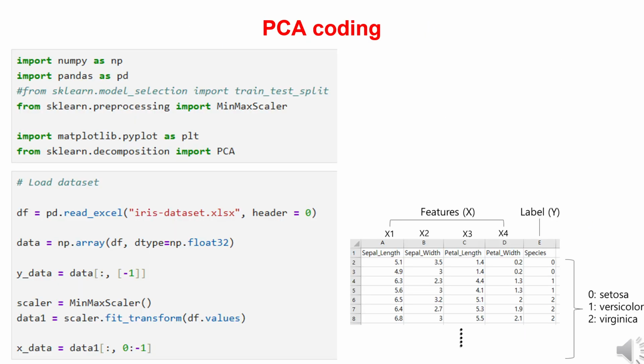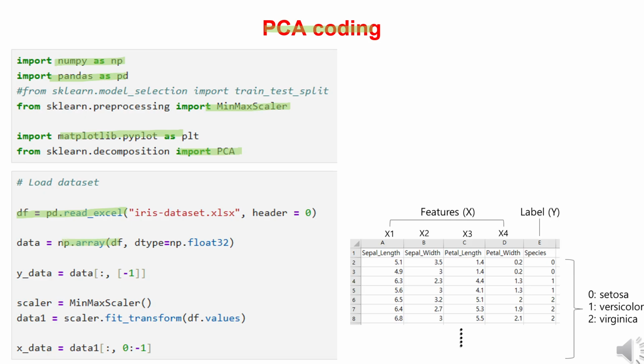First, let's implement code to perform dimensionality reduction using PCA. We start by importing libraries like NumPy and Pandas, as well as min-max scaler for normalization. To visualize the results, we import matplotlib, and for running PCA, we bring in the PCA module from scikit-learn. Next, we load the Excel dataset into a variable called df and convert it into an array for faster computation.